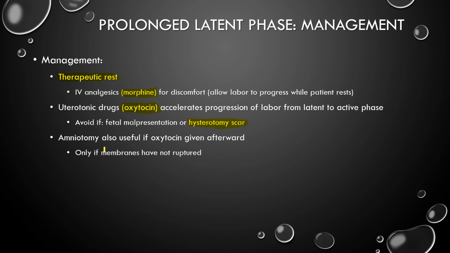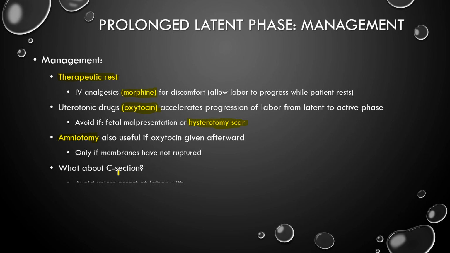Also, if the amniotic fluid membranes have not ruptured yet, you can perform amniotomy. Amniotomy means you rupture the membranes, and this can trigger further contractions. And oxytocin can be given with amniotomy to help this. And this will help you accelerate the latent phase into the active phase.